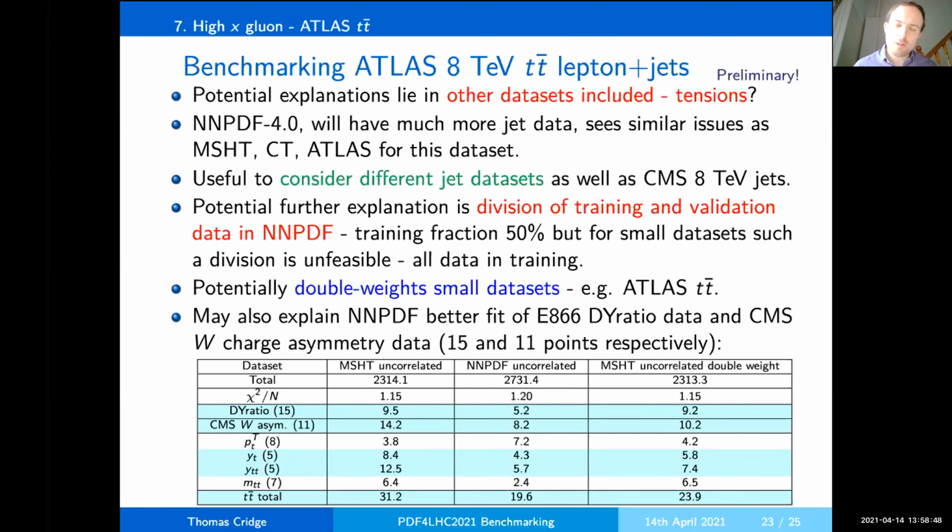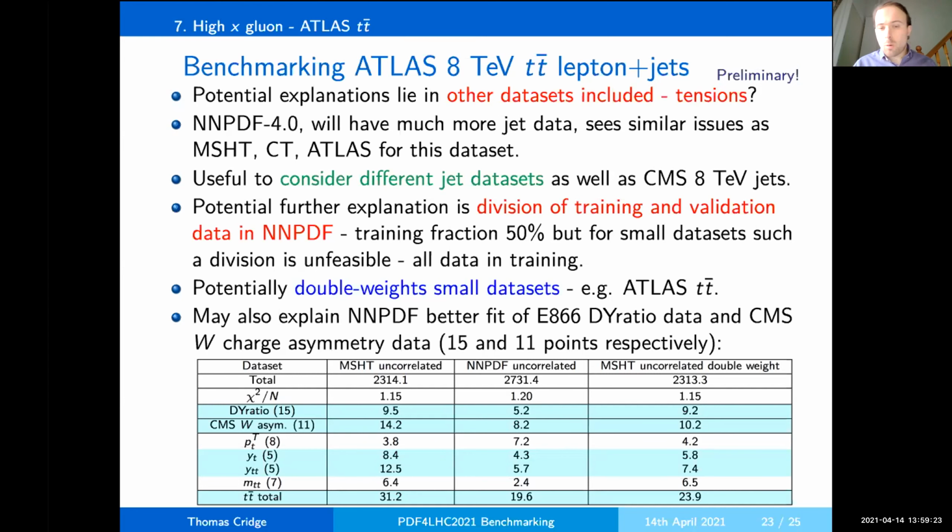However, there is a potential further explanation that we've discovered in the process of this benchmarking. And briefly, that's the division between training and validation data for NNPDF. Essentially, they typically divide a data set 50-50 between training and validation. But of course, for small data sets, of which the Atlas t-tbar is an example, this division is just unfeasible. For example, there are 5 points for the rapidity distributions. So all the data therefore has to go into the training. What this is doing potentially is double weighting, or at least up weighting, these smaller data sets. And so you're going to get a better fit to those, perhaps at the expense of fits to larger data sets.